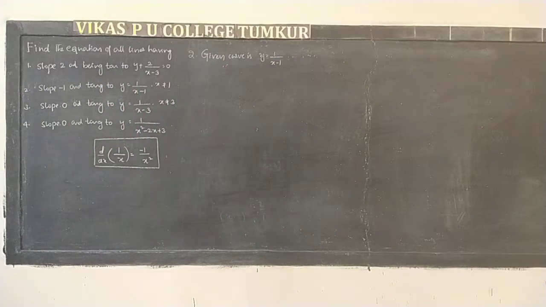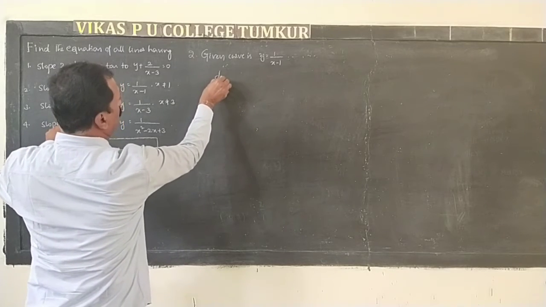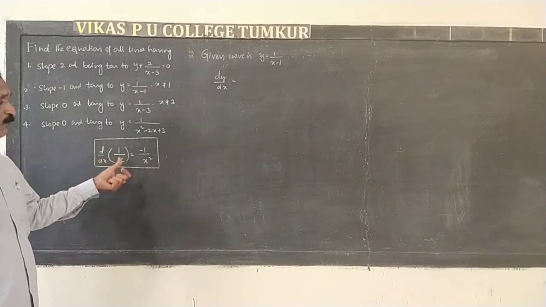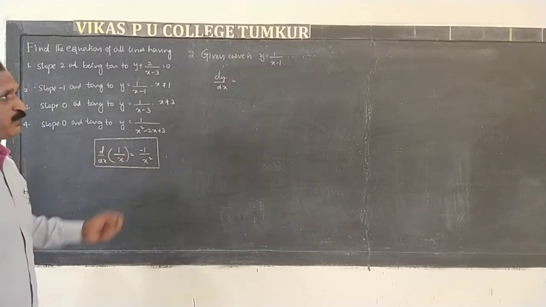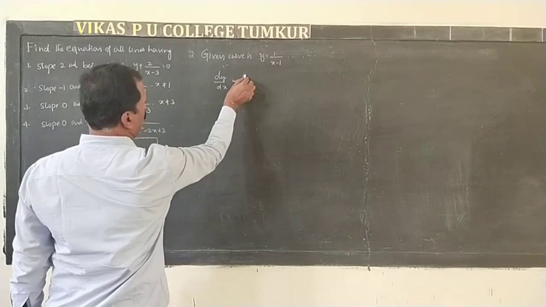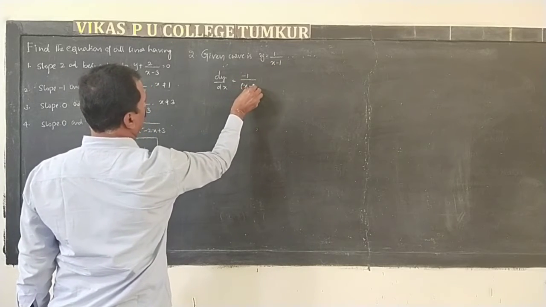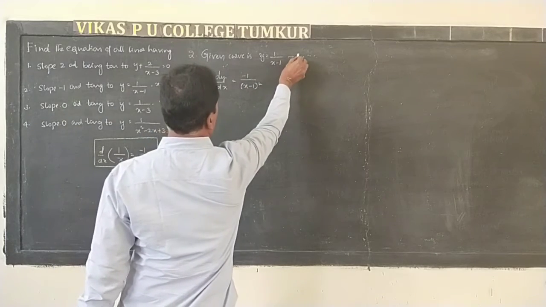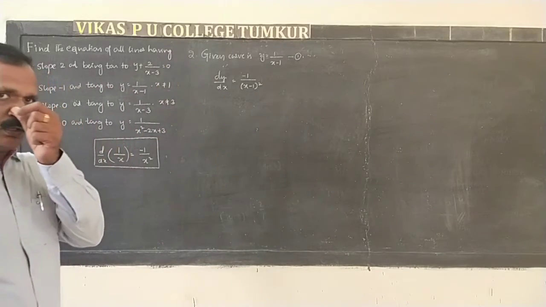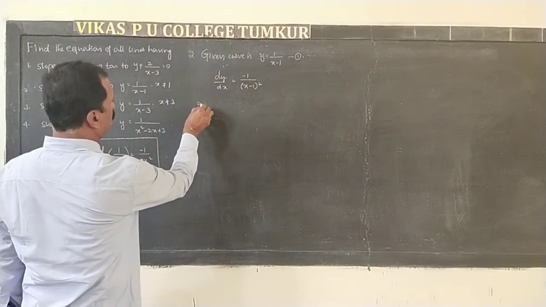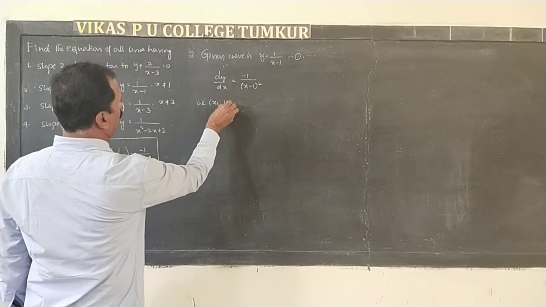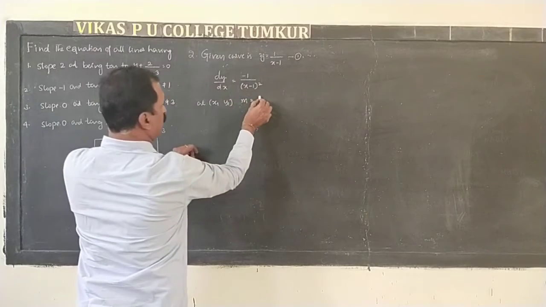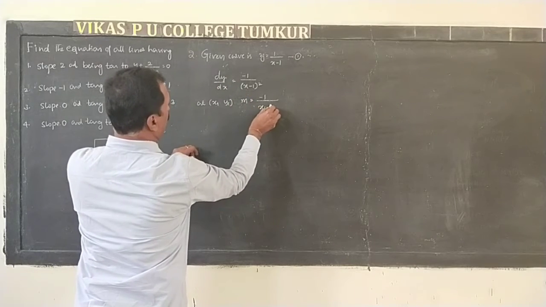Shall I find slope? Therefore, your dy by dx is equal to, got it now, right? What is the differentiation of 1 by x? It is minus 1 by x square. Differentiation of 1 by x minus 1 is minus 1 divided by x minus 1 whole square. Simple. Now this is equation 1. What is equation 1 now? At x1 comma y1, the slope m should be is equal to minus 1 divided by x1 minus 1 whole square.